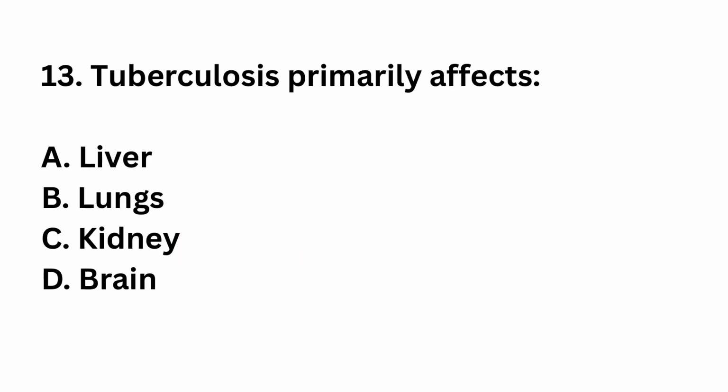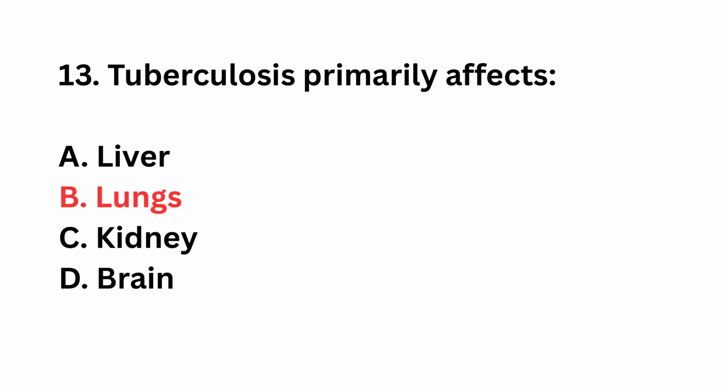Question number 13. Tuberculosis primarily affects liver, lungs, kidney, brain. The right answer is option B, lungs. Mycobacterium tuberculosis mainly infects lungs. It spreads through airborne droplets.